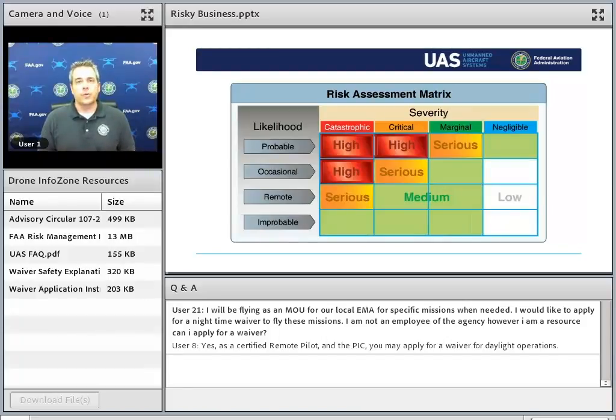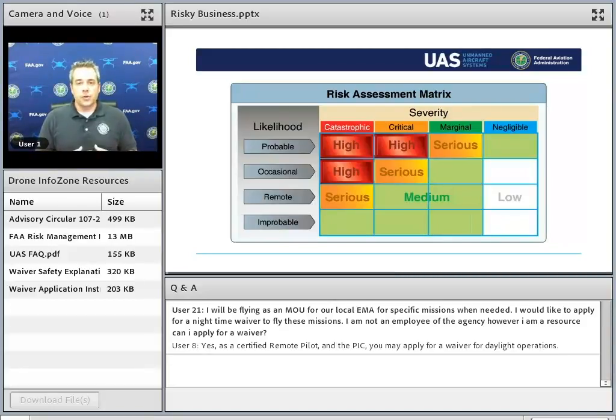And all it's going to do is compare the likelihood of a particular event happening against the severity of the outcome. If that event did happen, what would happen to me? How severe would it be? So when we look at this risk assessment matrix, on the left-hand side, you're going to see the likelihood: improbable, remote, occasionally, or probable. And then across the top, you have severity, going from negligible all the way up to catastrophic. In between those categories, you're going to have your risk assessment.